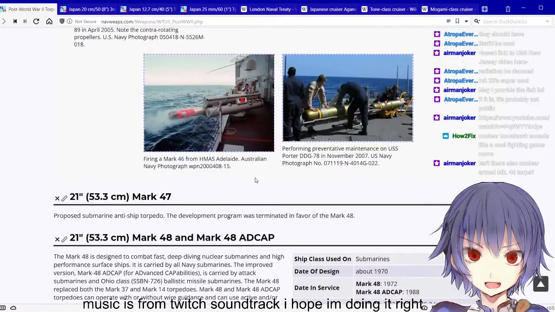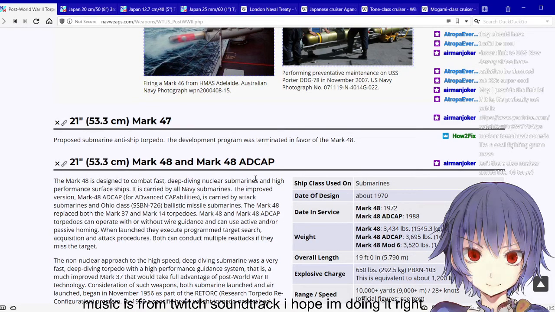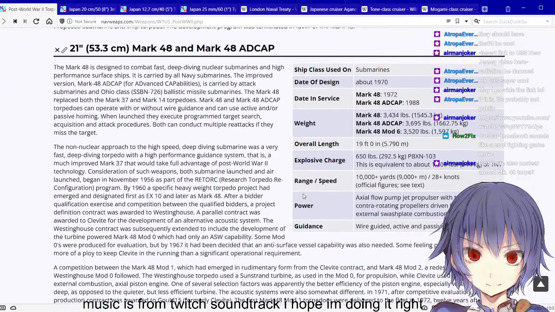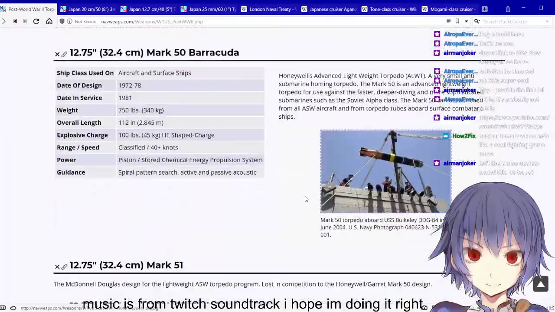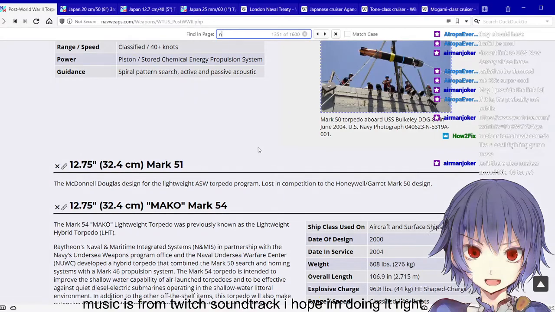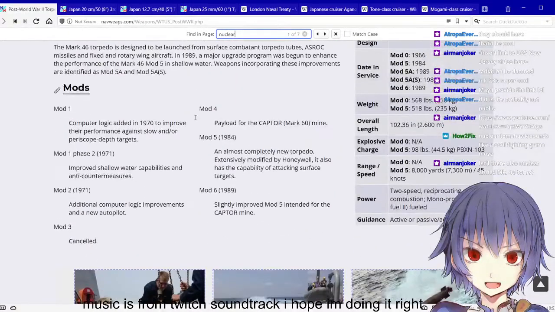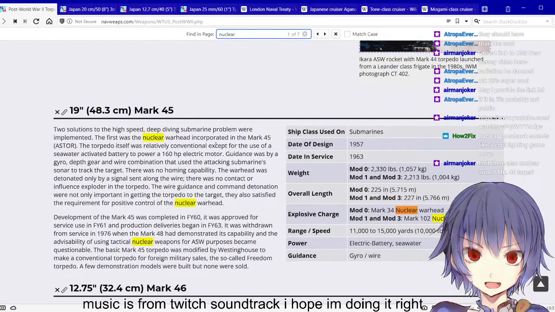It does not say. Explosive charge. A lot of words. Yeah, I'm not entirely sure. If I Control-F, nuclear. The Mark 45 has a nuclear warhead, if that's what you mean. And that's an anti-sub torp.